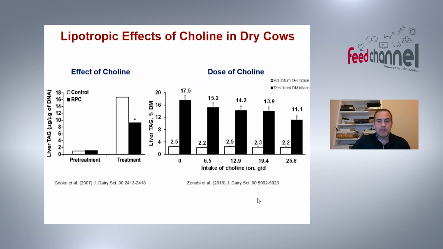The same was observed in this experiment by Marco Zenobi here in Florida, but now he titrated the dose of choline ion in a rumen-protected form. He fed from 0 grams of choline ion all the way up to almost 26 grams of choline ion. So this would be approximately 30 or 32 grams of choline chloride being fed in a rumen-protected form. And what Marcus showed was that during feed restriction, these cows had a linear decrease in hepatic triacylglycerol accumulation in the liver as the dose of choline increased.